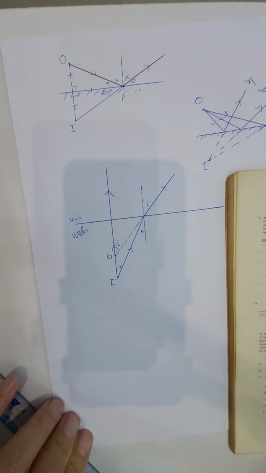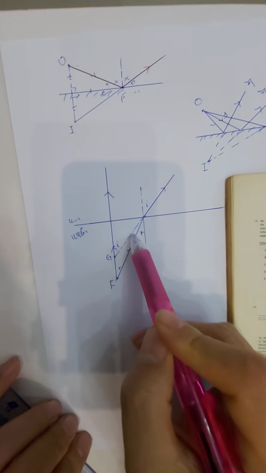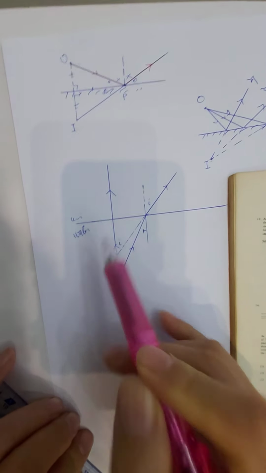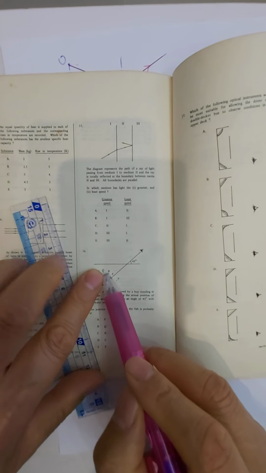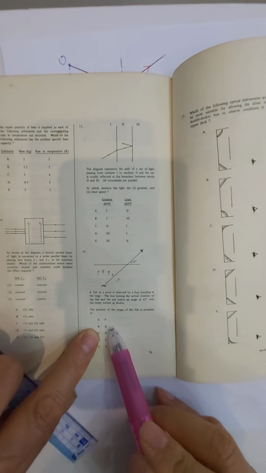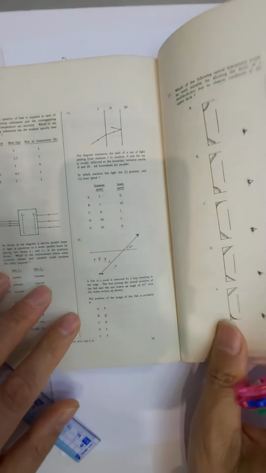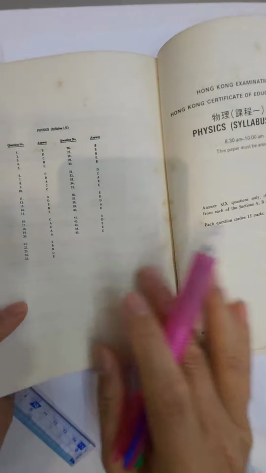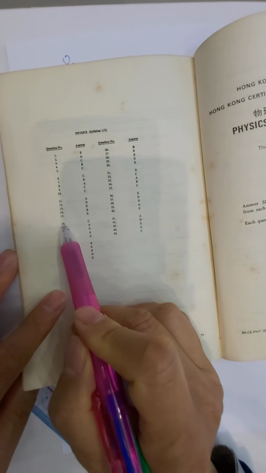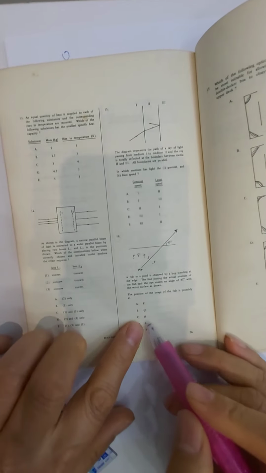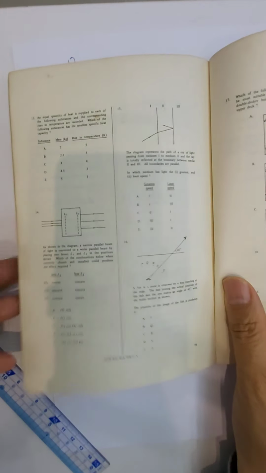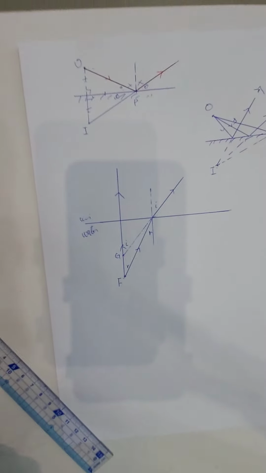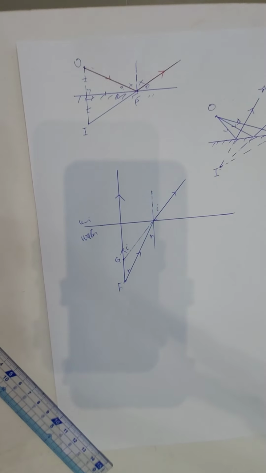Now, if we follow the reasoning that the image is something fixed, the image will be vertically above the fish, so the answer should be Q, which is B. Let's look at the answer, number 16. The answer is C. So B is out. It should be this point, not directly above it. Let's see why it is so.